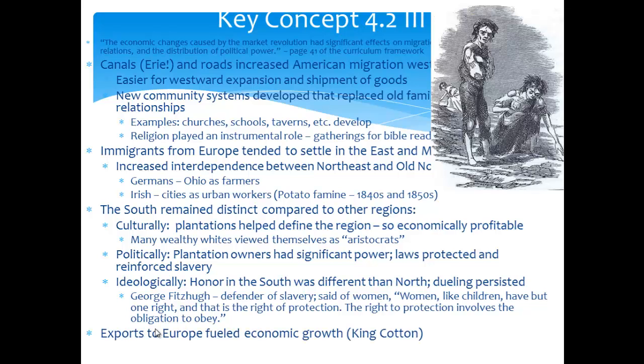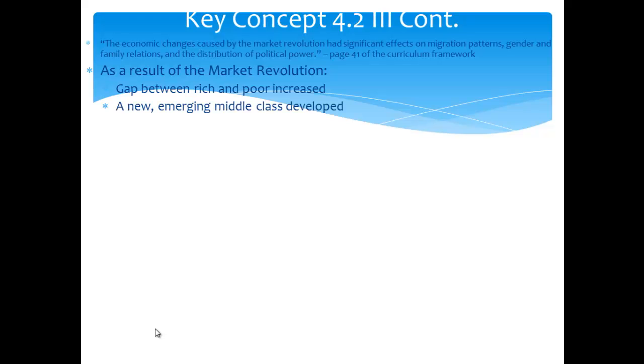And exports to Europe fueled economic growth. Again, it's all about cotton. Its name was King Cotton because it made so much money. The amount of money that the South brought in selling cotton not only to the North but to European countries as well was enormous. So as a result of the market revolution, the gap between the rich and the poor increased. We have a new emerging middle class developing.